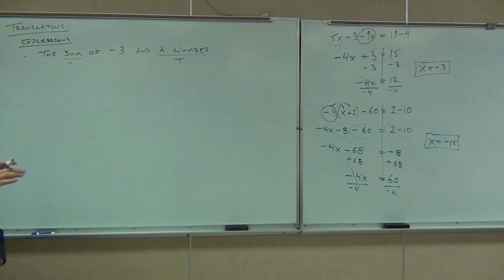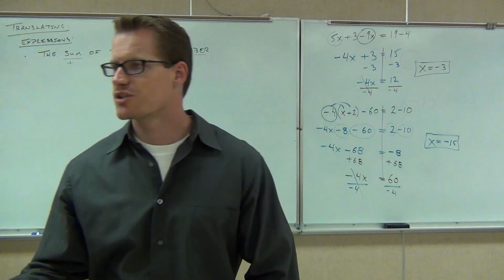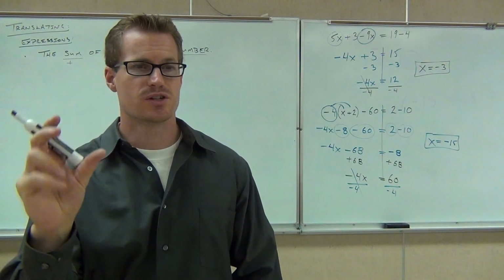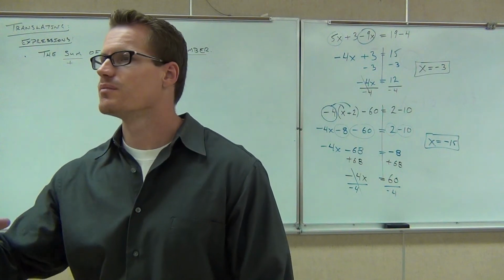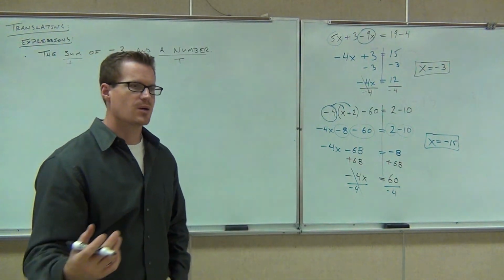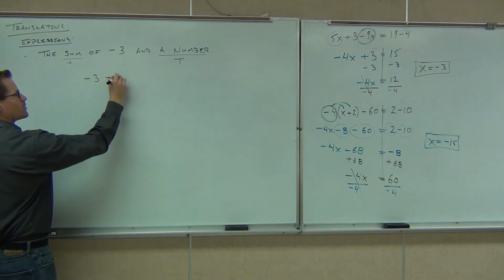So the sum of -3 and a number. There are only a couple of operations in math that are written backwards, a couple of ways to say addition, subtraction, multiplication, division. Sum is written the same way that you see it on the paper. So when you see the sum of -3 and a number, we'll put -3, we'll put our sum, we'll put our number.